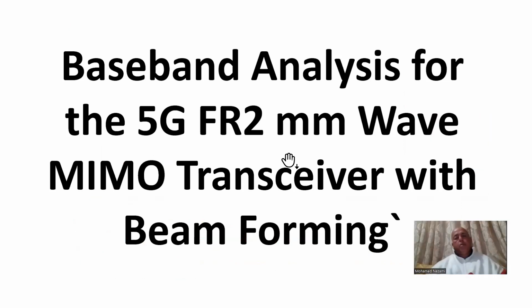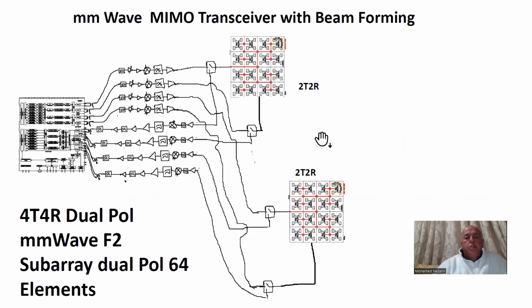So, like I said, today we're going to talk about the baseband section of an FR2 5G mmWave MIMO transceiver with beamformer, which is the system that I designed in the last video, video number 6. In video number 6, as you recall, we used the ADI 9081 chip, which has 4 DACs and 4 ADCs, and we are implementing 4 transmit, 4 receive, dual pole, mmWave FR2 subarray.